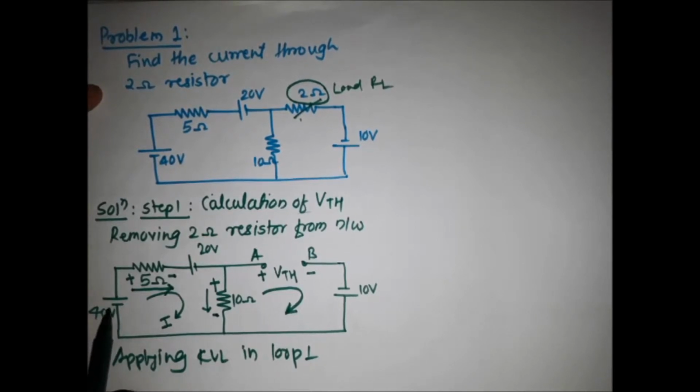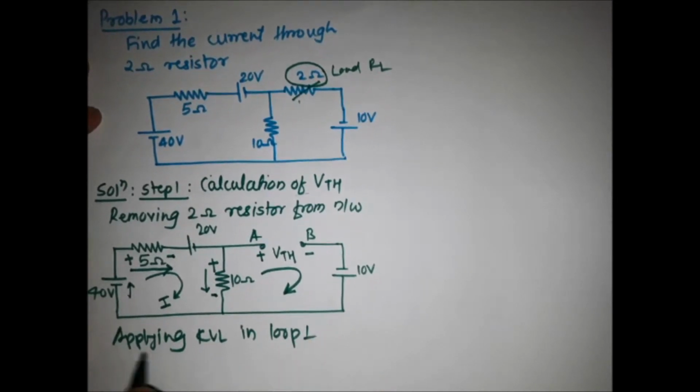See here, suppose I am starting from the 40 volt source, current flowing like this, minus to the plus, so simply it's plus 40 volt, minus to plus, therefore rise in voltage we are considering the plus 40. Then for the 5 ohm resistor, it is from plus to minus, so it is fall in potential, and I am considering it is negative, so simply minus 5, and the current flowing through it is I.